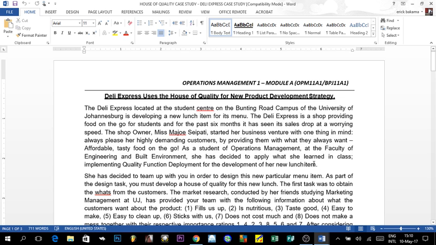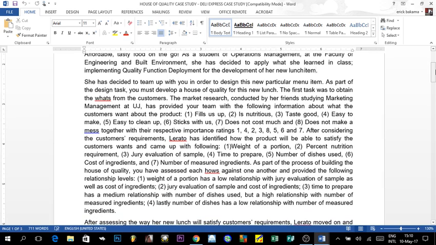The Daily Express is a food provider at the student center inside the University of Johannesburg. They provide food to students, but the owner noticed that sales were decreasing and she wanted to come up with a new product to help increase sales. She decided to call you and another student who is doing marketing. The marketing student will do market research to know what the customers want, and you, as the operations manager, try to suggest something according to the requirements of the students.